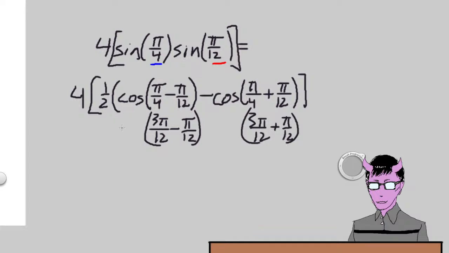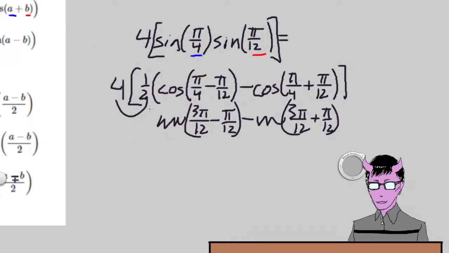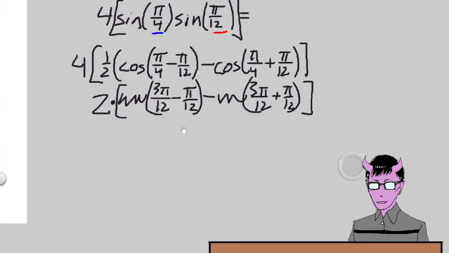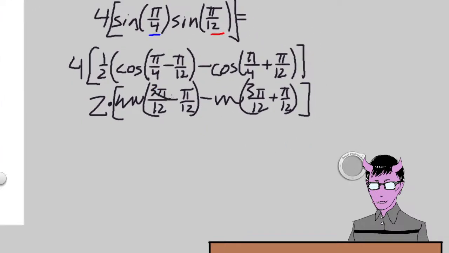So if you want to save time, instead of writing cosine fully, I'm just going to write this for now. Okay. And then 4 times 1/2 gives us 2. This is a minus, so let's keep the brackets. Alright. So this part right here, 3 minus 1 is 2. And then 2 cancels partially with the 12. So we get pi over 6 in the end.